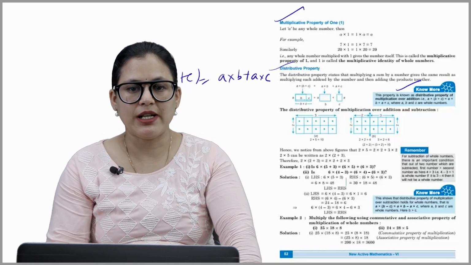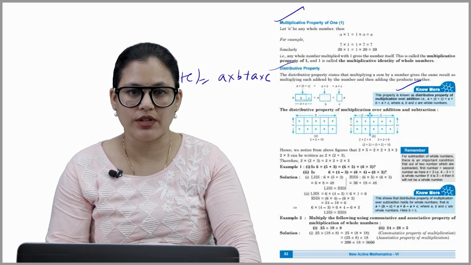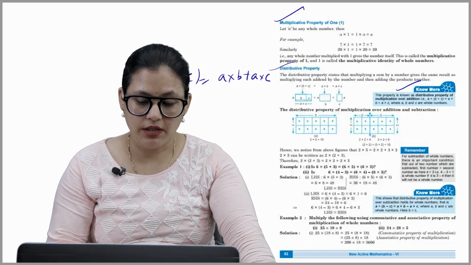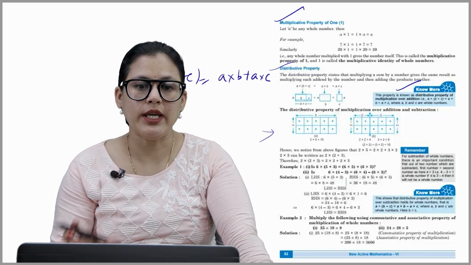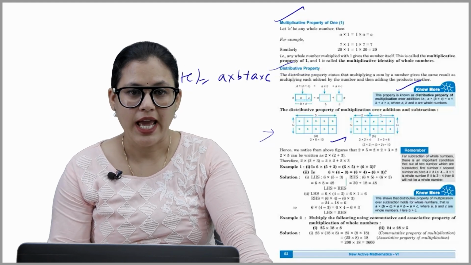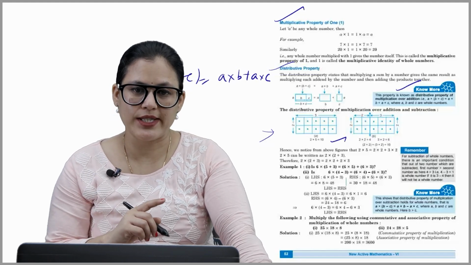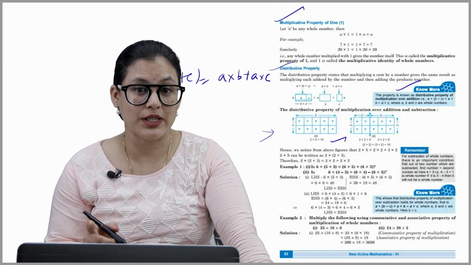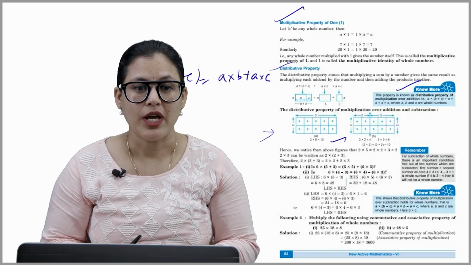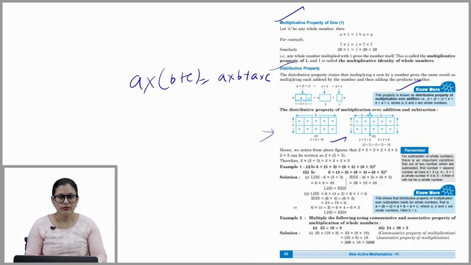The distributive property of multiplication over addition and subtraction. About this we have also studied in chapter 1, right? So, here you can see the figure. We notice from the above figures that 2 into 5 is equal to 10, and 2 into 2 is equal to 4 and 3 into 2 is equal to 6, and when we add these products, that is 4 and 6, we get 10. So 2 into (2 plus 3) we can also write as 2 into 2 plus 2 into 3.